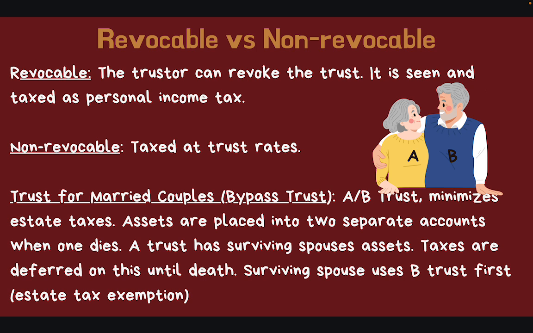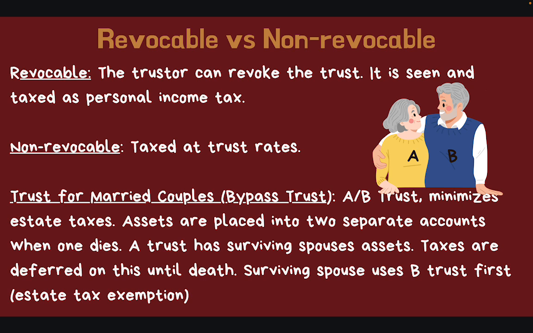The assets are placed into 2 separate accounts when one dies. So in this case, we're going to have B die, okay? Because B is a boy. Typically, men die before women, and I'm a woman, so I chose the man to die. I'm just kidding. I love men.